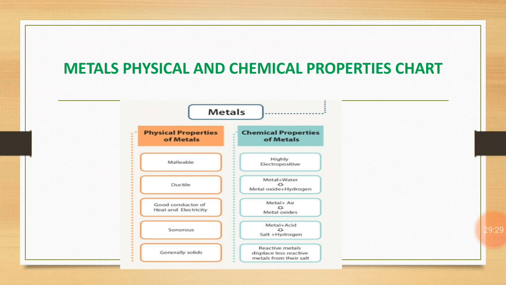Next, the metal reacts with acid to form the salt plus hydrogen gas. The salt is formed and hydrogen gas is released. Next, we have studied the reactivities of the metals to displace the less reactive metal. We are going to discuss this in the second part of this chapter.